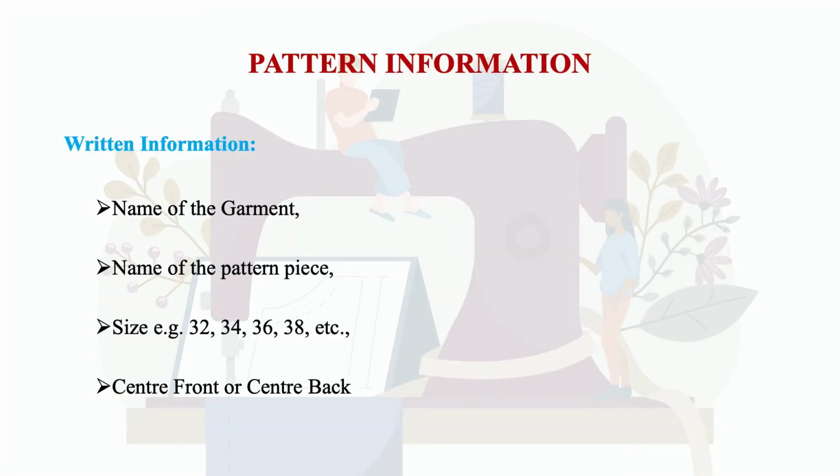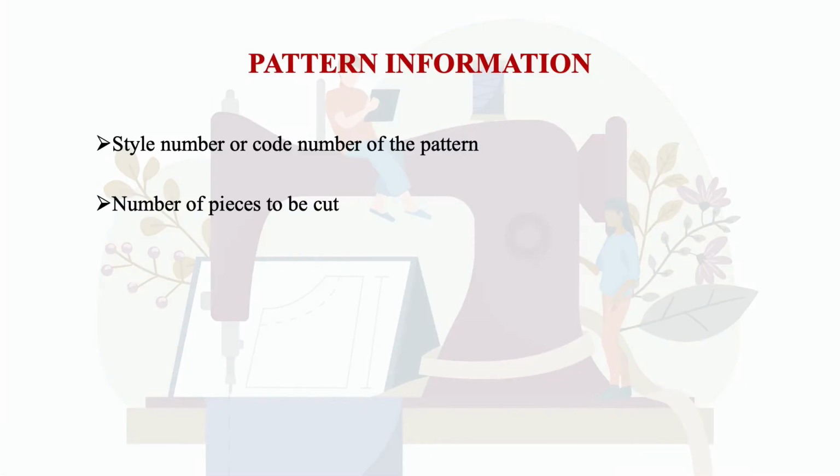Then the style number or code number of the pattern. We can give the style number or code number according to our choice. You can give it by your name, or if you are running a small fashion house and have a brand name, it could be the brand name. This is how we can give the style number or the code number of the pattern. Then the number of pieces to be cut: how many pieces of this particular pattern you want cut should be clearly mentioned.